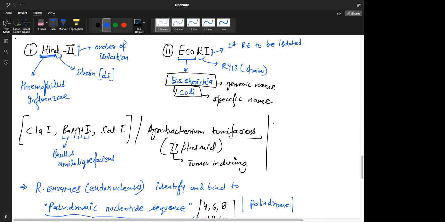Then H is the strain, right? It's known as strain H only, and 1 is the order. So this was the first restriction endonuclease that was isolated from the H strain of Bacillus amyloliquefaciens bacteria. Similarly, you can find for ClaI and SalI.